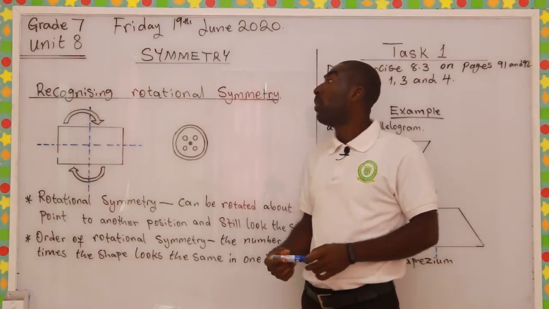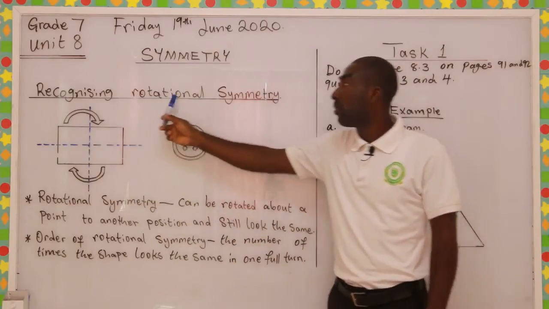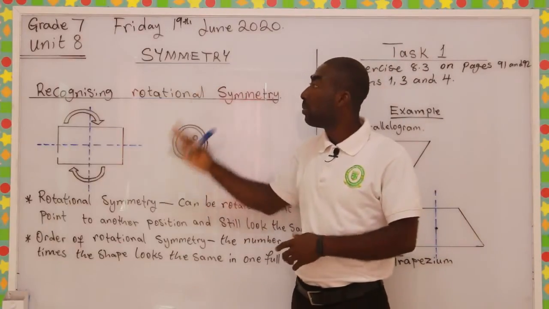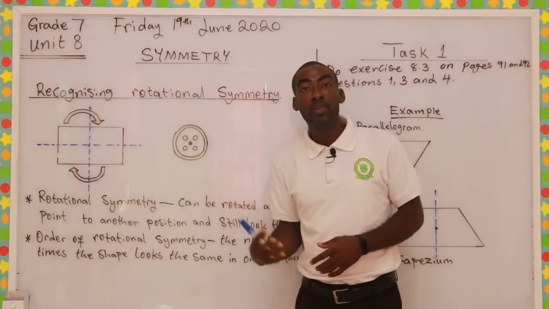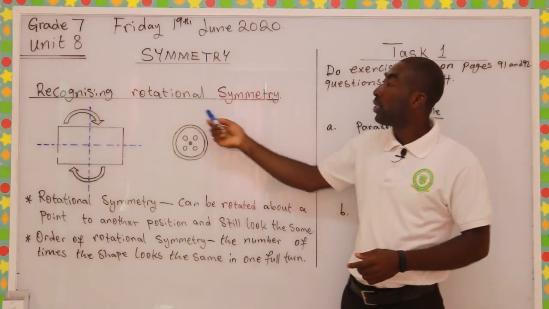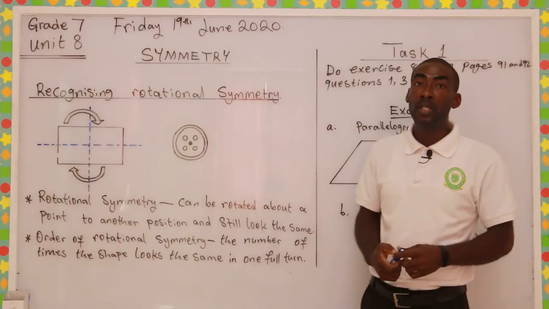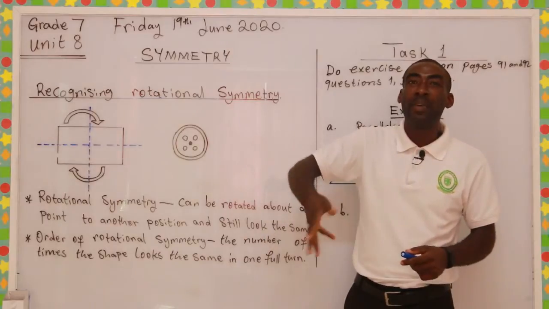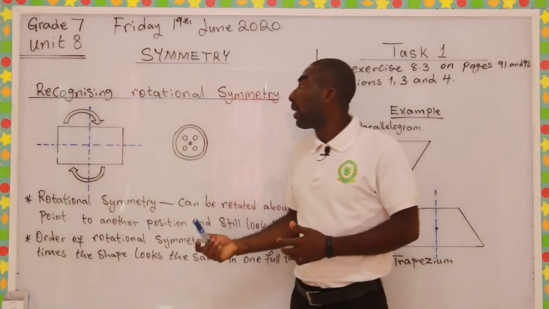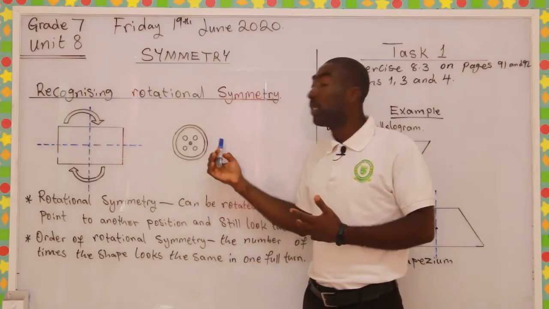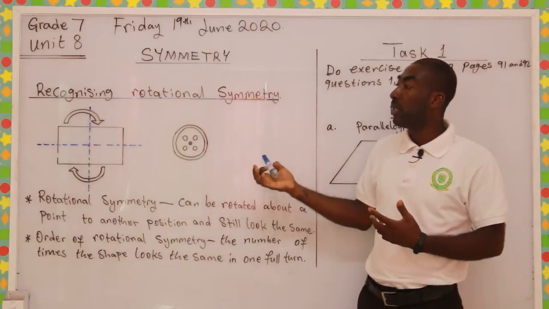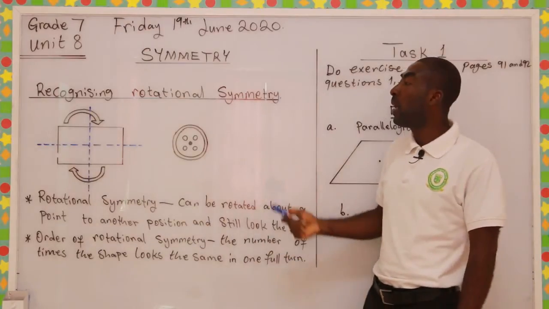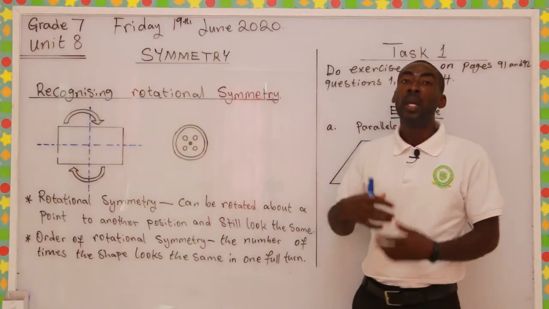In today's lesson, we are looking at recognizing rotational symmetry. First of all, we understand symmetry. The new word that is coming up today is rotational. Rotational is from the word rotate. That means it is moving around. It stands at the same spot, but it turns around. So we're going to look at how we can recognize rotational symmetry.